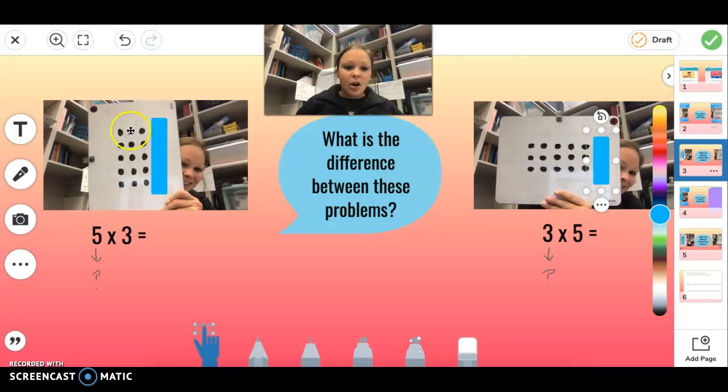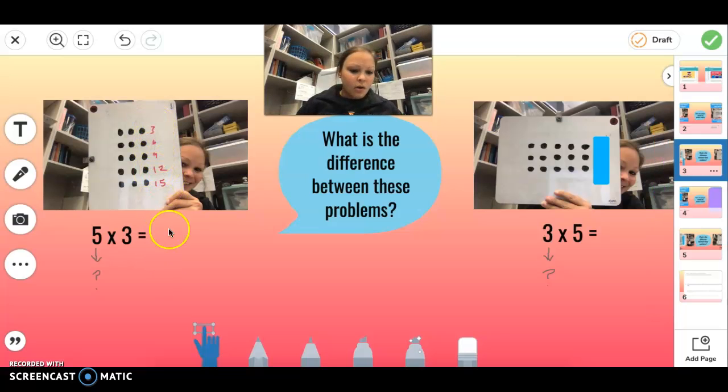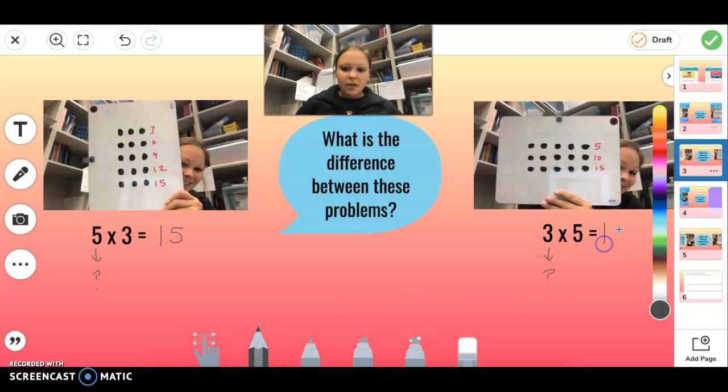So let's count our rows. We have 3, 6, 9, 12, 15. So I know that 5 times 3 equals 15. Over here, let's do our group counting. We have 5, 10, 15. So both problems equal 15. 5 times 3 equals 15, and 3 times 5 equals 15.